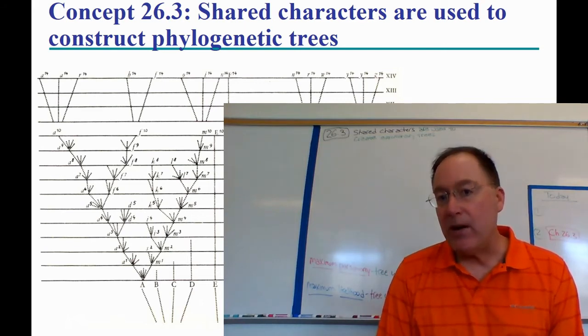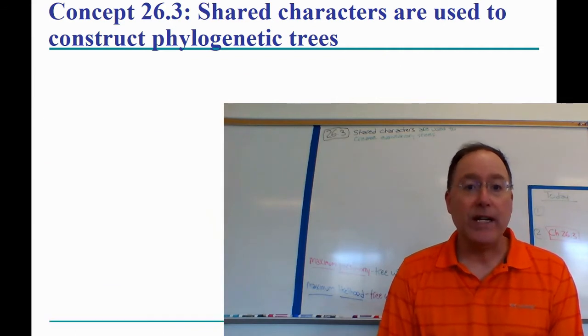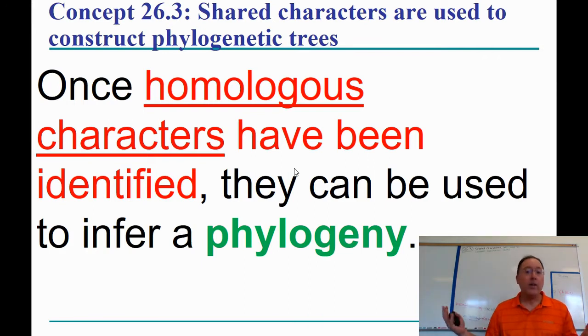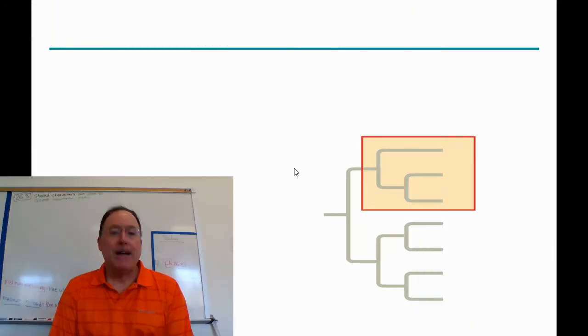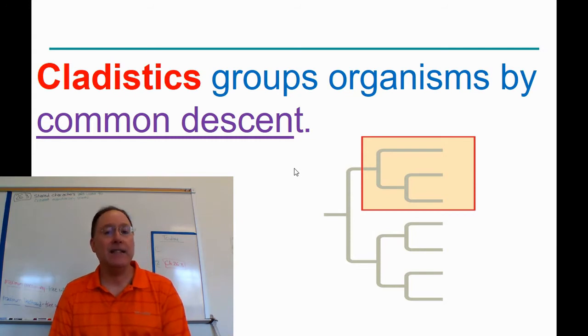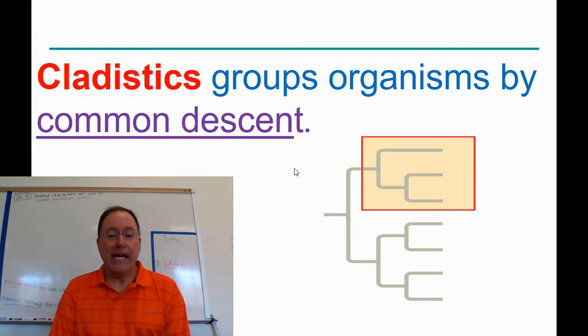This is all about using shared characters to construct these trees. Now, these are called phylogenetic trees, but we can call them cladograms as well. These can be used to infer a phylogeny, which is just the relationship of two organisms in evolutionary space and how they relate to others. This is called cladistics, using this information to build these trees. We're going to group organisms by common descent from a common ancestor as they've gone through time in evolution.